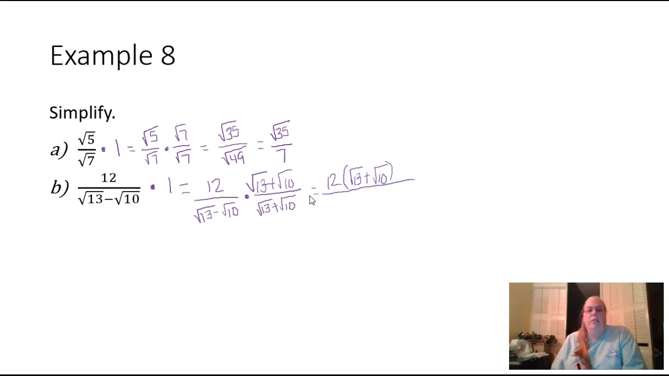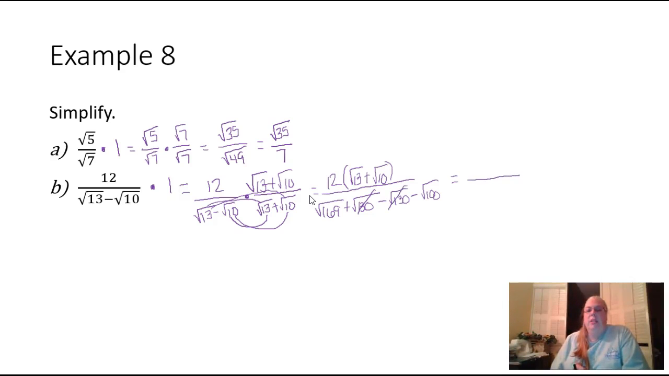In the denominator, we're going to take the square root of 13 times the square root of 13, that's the square root of 169. Then I'm going to multiply the square root of 13 times the square root of 10. That's going to give me the square root of 130. Now I'm going to multiply negative square root of 10 times the square root of 13. That's going to give me negative square root of 130. And then the square root of 10 times the square root of 10 is going to give me negative square root of 100. Adding like terms shows me that my middle terms here are going to drop out.